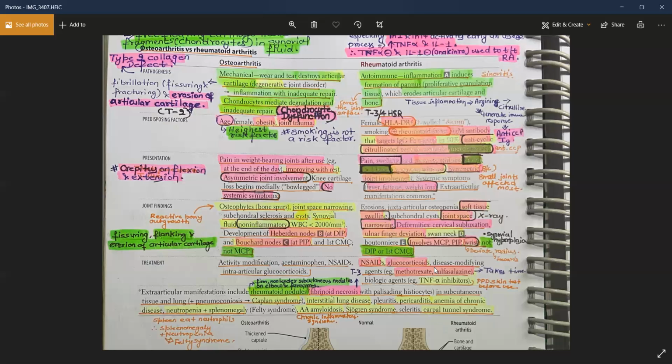On joint findings, the patient can also have soft tissue swelling. Joint space narrowing would be there, just like osteoarthritis, but both cartilage as well as bone resorption will be there in rheumatoid arthritis. Cervical subluxation is also very common, and that can lead to paralysis of the patient. The patient will present with neck pain and neck stiffness.